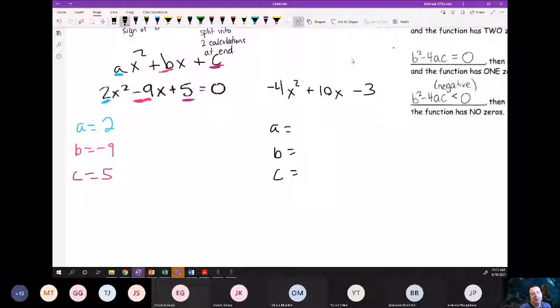Okay, so on the count of 3, press enter. So 1, 2, 3, go. Press enter, and I want to see what everyone has. Good job, Gabe. That's right. Good. Remember, the letters don't go with it. It's just the numbers. Okay?